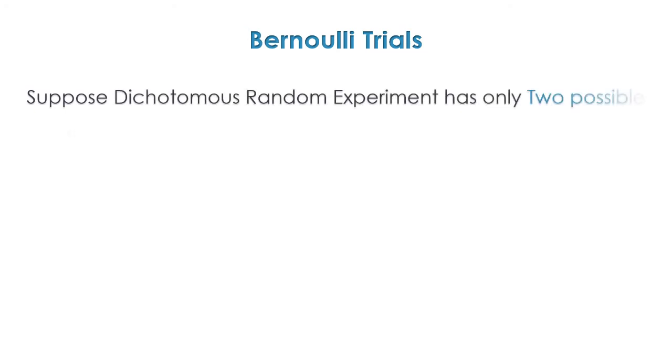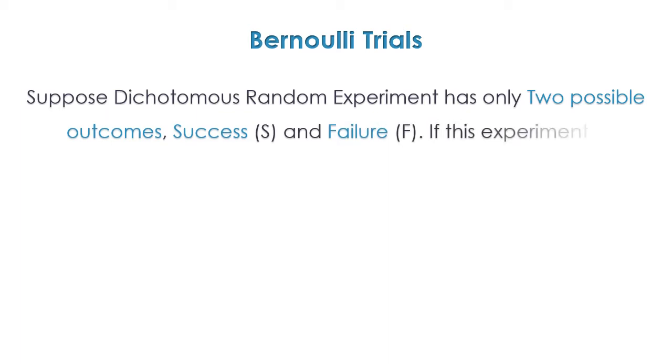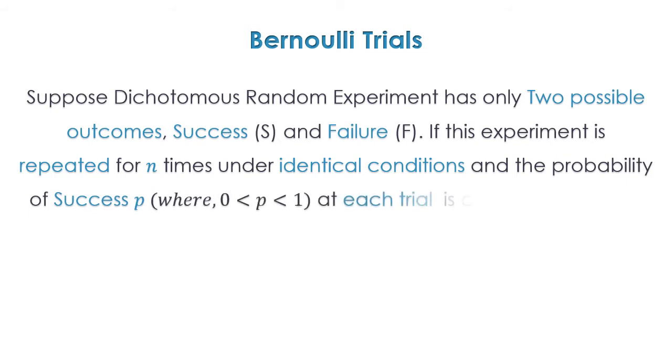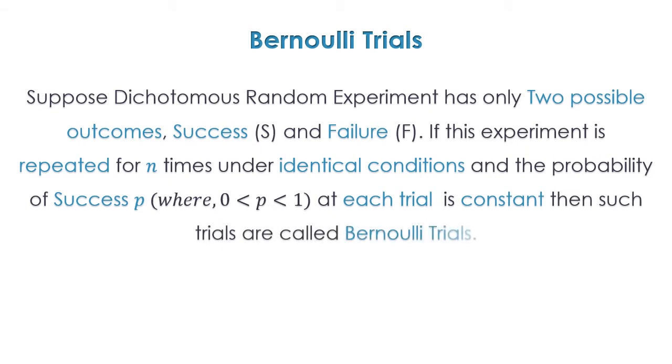Now, Bernoulli trials. These are a specific kind of trials, and let's see what its definition is, and you will understand why we have to study these trials. Suppose a dichotomous random experiment has only two possible outcomes, success S and failure F. If this experiment is repeated n times under identical conditions, and the probability of success P, where it is between 0 and 1 at each trial, is constant, then such trials are called Bernoulli trials.